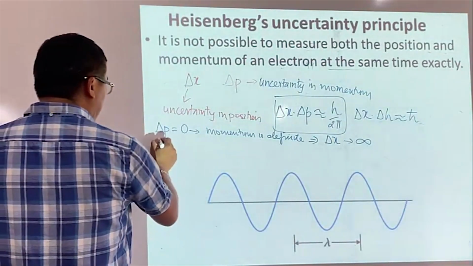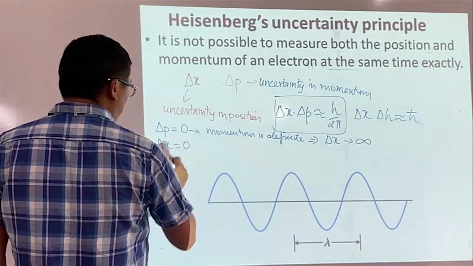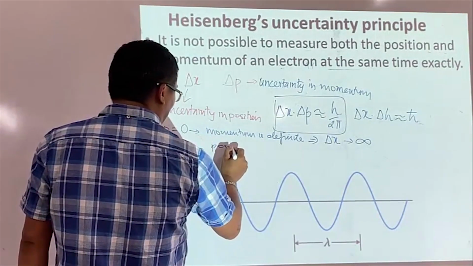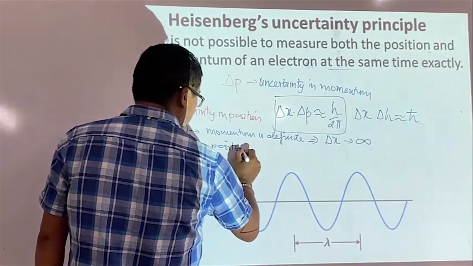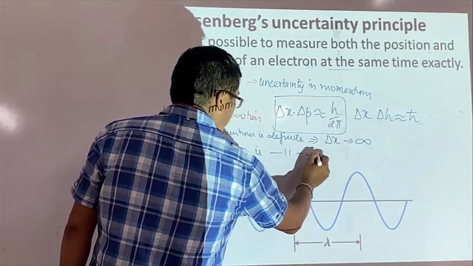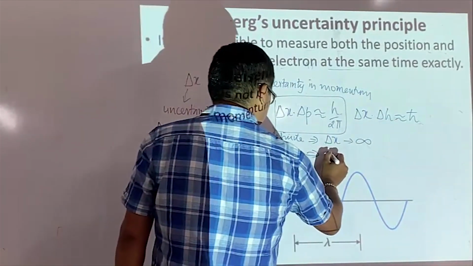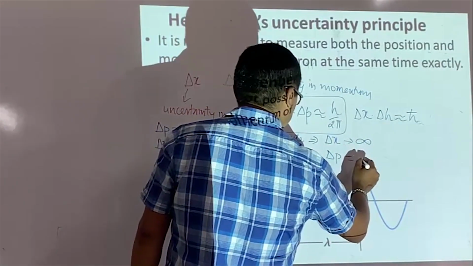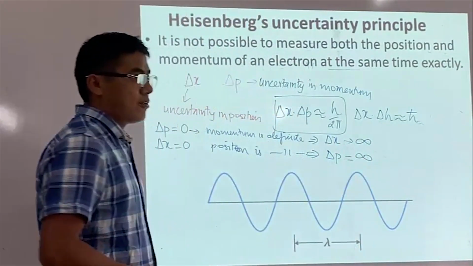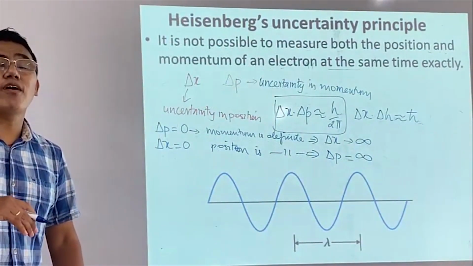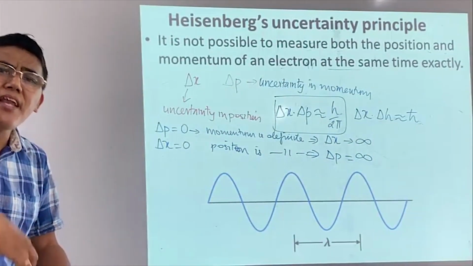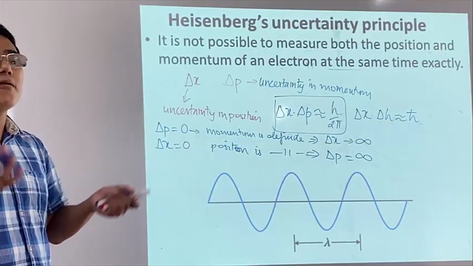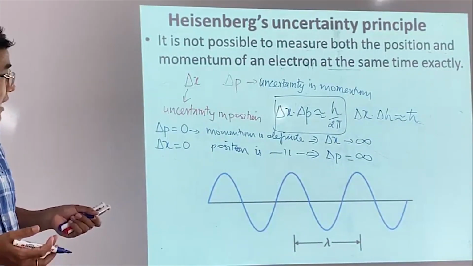And now if I say delta x is 0, that is, if the position is definite, which implies that delta p is infinity. So delta p could have any value, and the electron could move with any velocity. That's what we talk about.